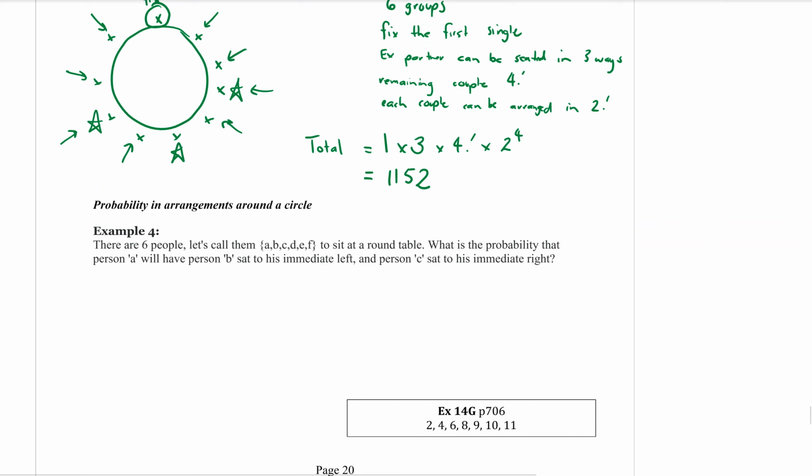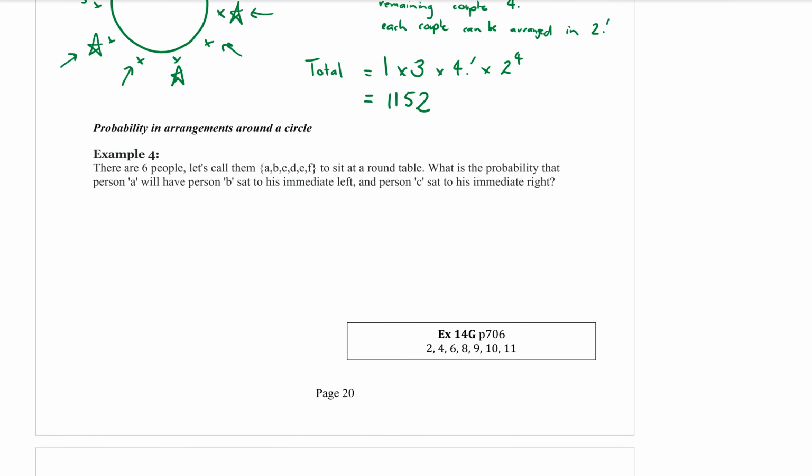And just because we did probability, we should do a probability question. So probability of arrangements around a circle. There are 6 people, let's call them A, B, C, D, E, F, to sit around a table. So there's your circle. What is the probability that person A will have person B sit immediately to his left and person C will sit immediately to his right? Now, that sounds super complicated, but it is telling you the order of those 3 people. So it's already fixed 3 people. We don't have to arrange those 3 people in a group. They've already been arranged, so they are making one group.